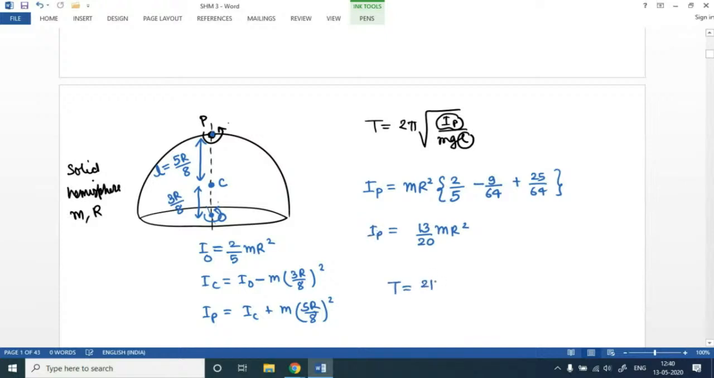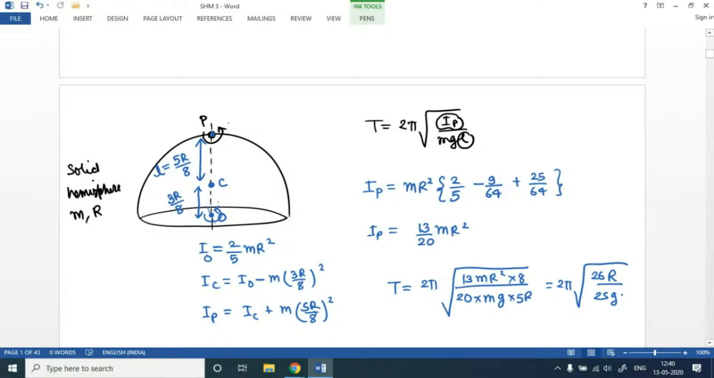So that is 2π root under I_P, that is 13 by 20 mr square, upon mgL, and L is nothing but 5r by 8. Simplifying that, you will get 2π root under 26r by 25g. So that is one of the problems.